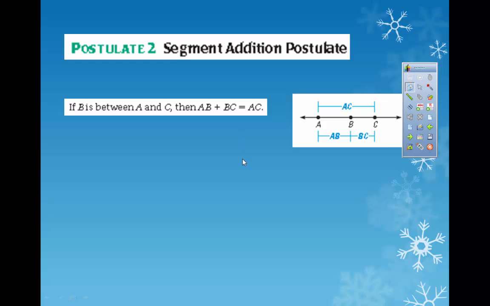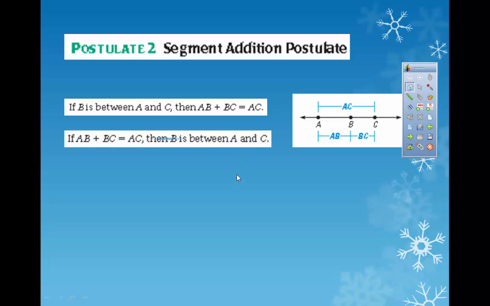And so you will have some easy problems on this assignment. I don't think you'll find it terribly challenging. But here's the thing. In order to use this postulate, you need to have a point between A and B. And we'll call that point C. Or in this case, B is between A and C. You need a point between the other 2 points.